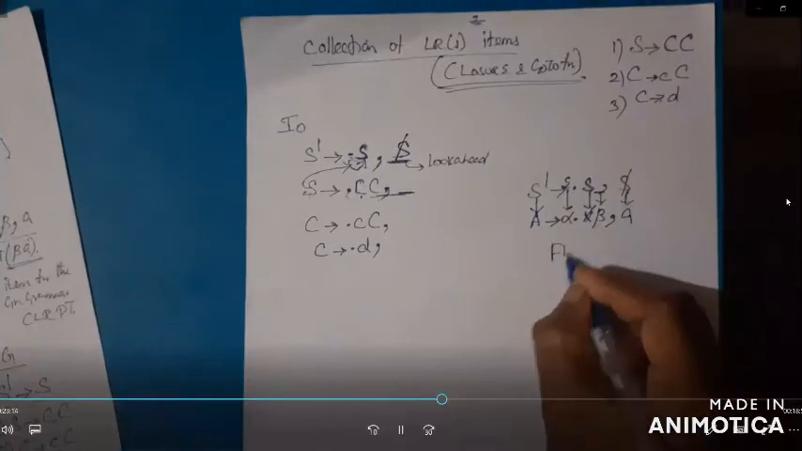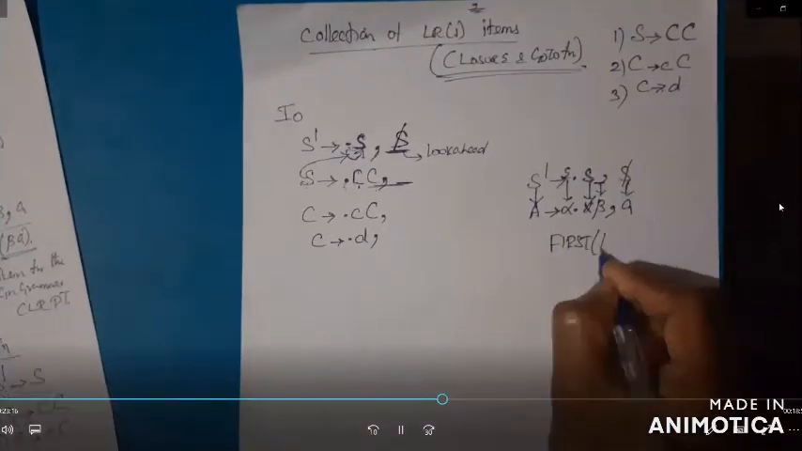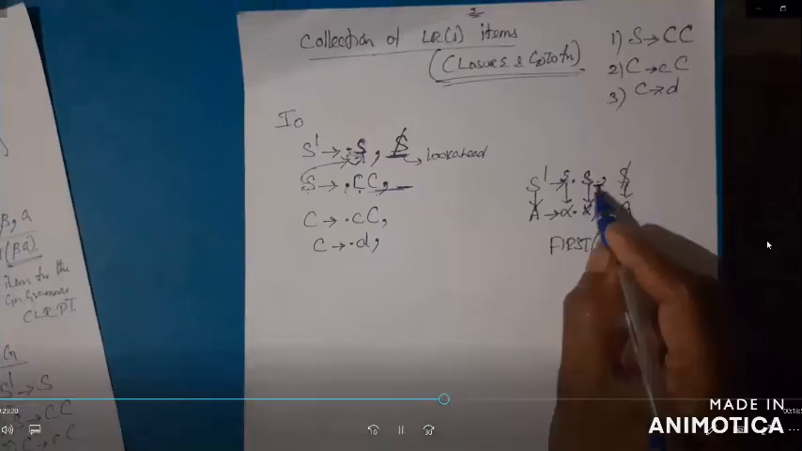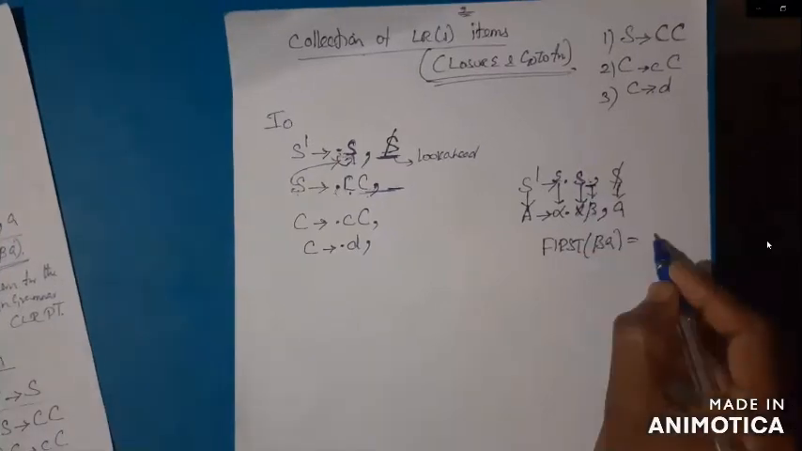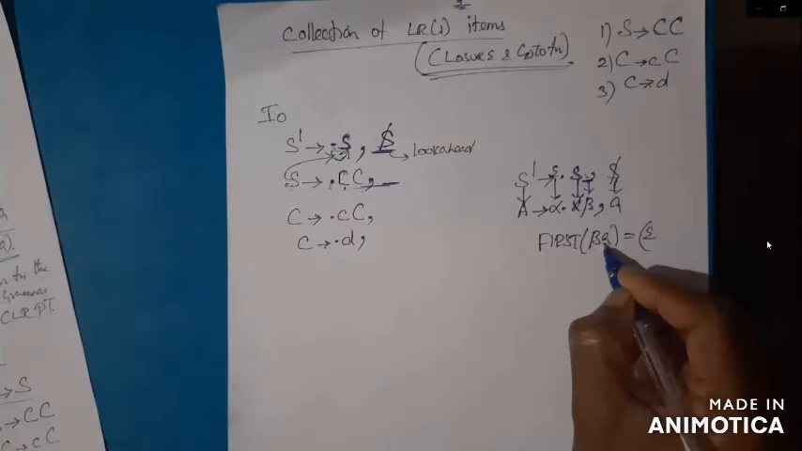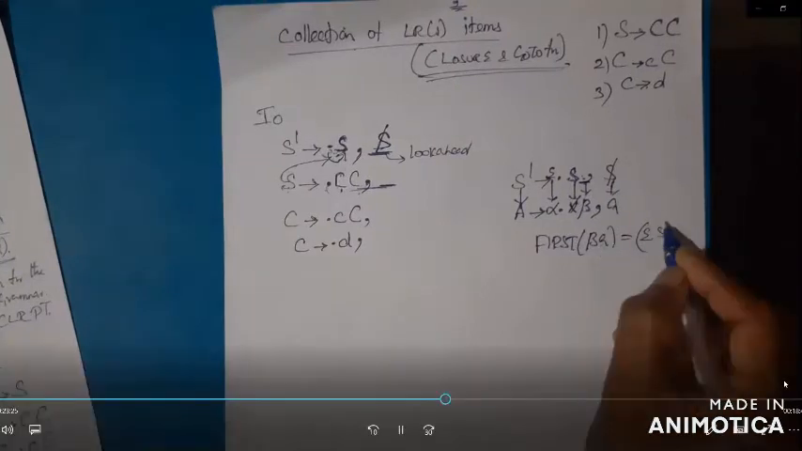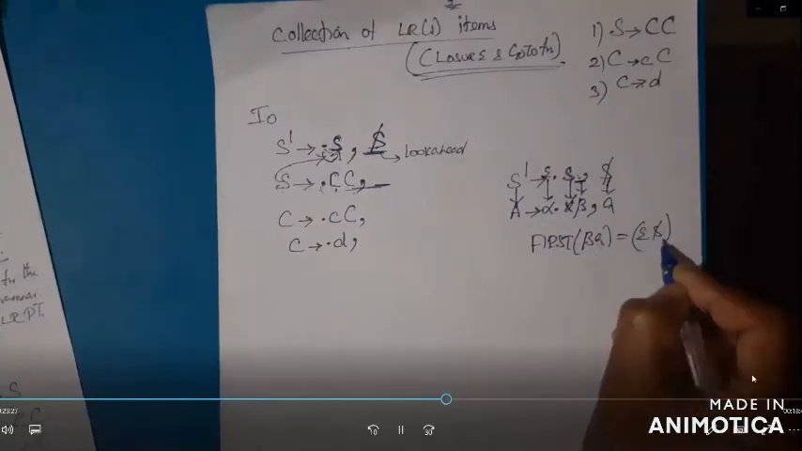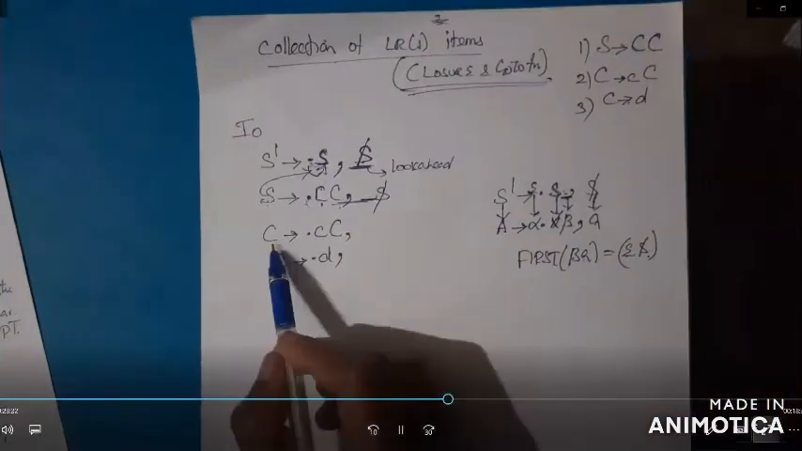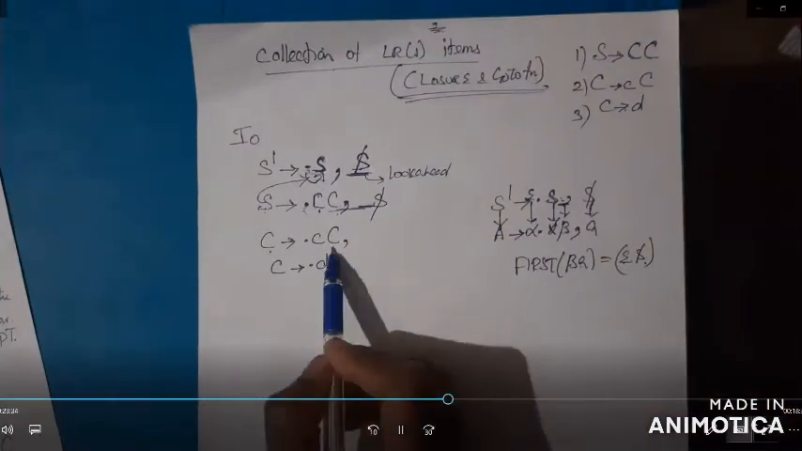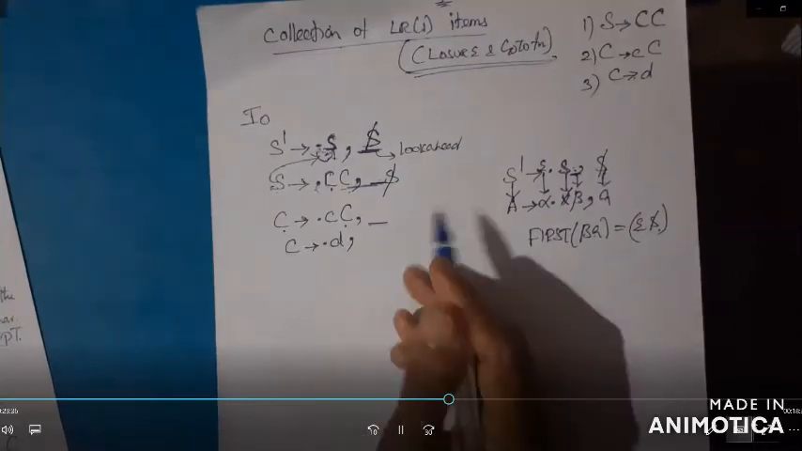So what is first of beta A here? First of beta, the beta value for this production is empty. So here empty. What is A here? A here is dollar. So empty dollar means automatically the value will be indicated for the dollar symbol. Okay, that's correct. Second, in this next production you have to check how to write the lookup symbol.